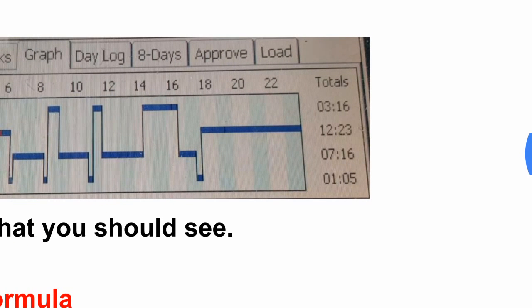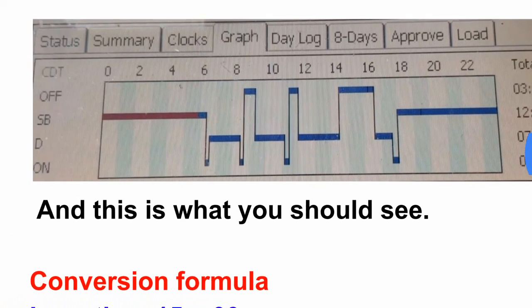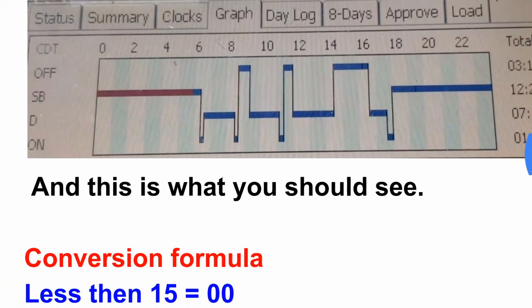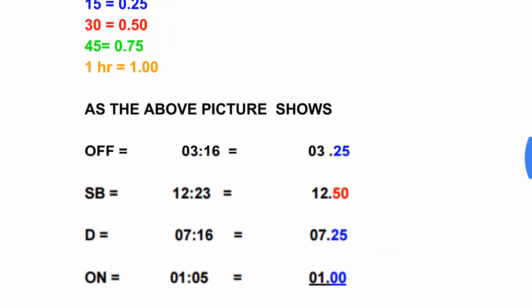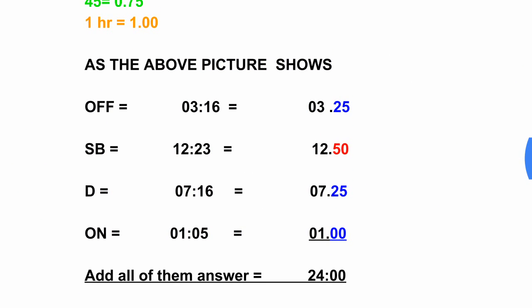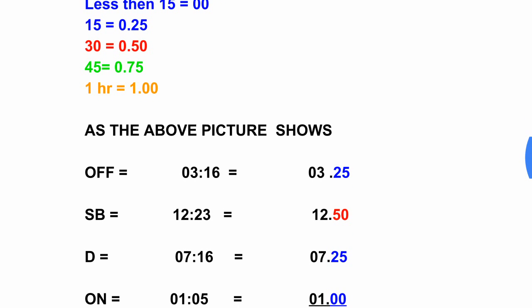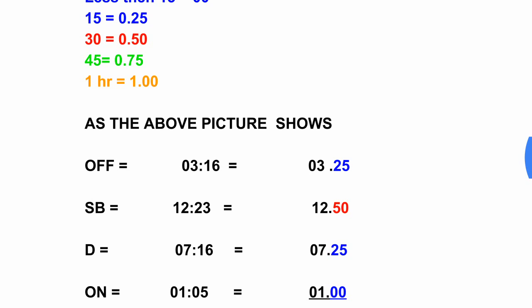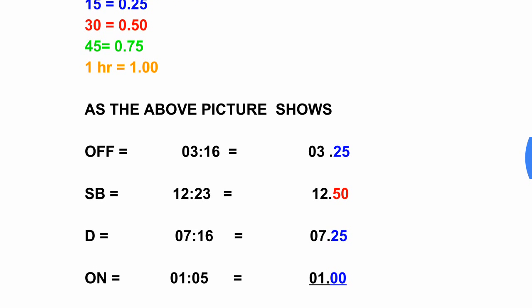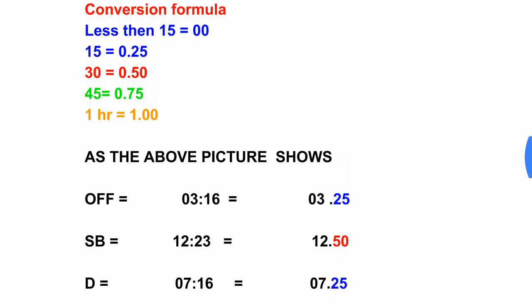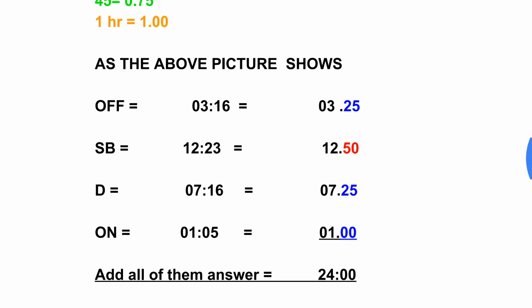So as you can see here, we have 3 hours and 16 minutes, 12 hours and 23 minutes, 7 hours and 16 minutes, and 1 hour and 05 minutes. And that's off time, sleeper berth, drive, and on. So we're going to go ahead right here, and we're going to write it all down. You want to write it beautifully. So you are off for 3 hours and 16 minutes. 16 minutes with the conversion formula is 3.25. 12 hours and 23 minutes in sleeper berth: 23 minutes is close to 30, so I make it 12.50. 7 hours and 16 minutes is 7.25. 1 hour and 05 is less than 15, so it goes to 1.00.